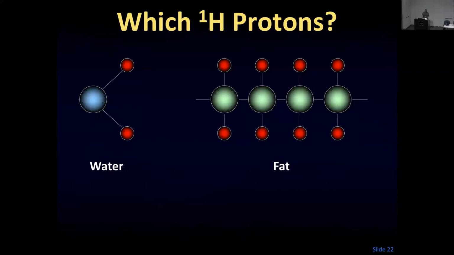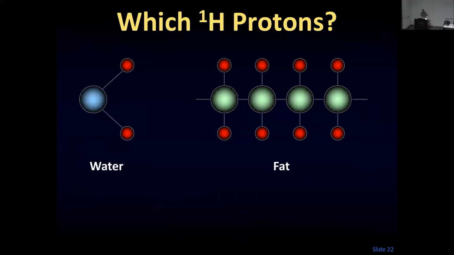The next question you might ask is, well, what hydrogen protons? Because hydrogen protons are in collagen, they're in other proteins, they're in bone, they're in cartilage, they're in all sorts of substances. They're in proteins and enzymes. So which hydrogen protons? It turns out that for clinical MRI, we look at two types of hydrogens. We look at the hydrogens in water, and we look at the hydrogens in fat.